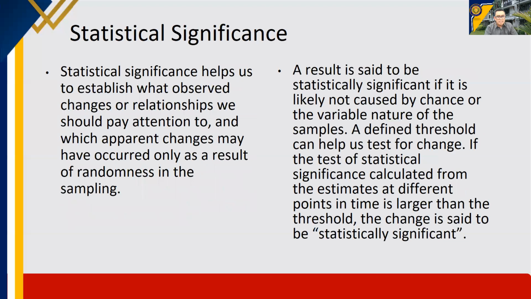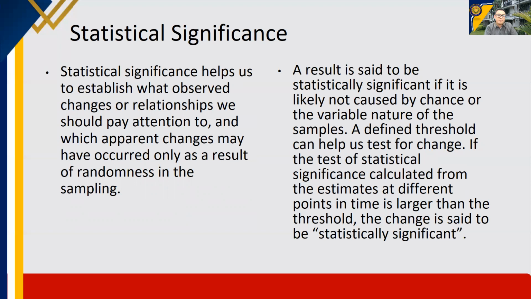How about statistical significance? Before we use the p-values here, statistical significance helps us establish which observed changes or relationships we should pay attention to, and which apparent changes may have occurred only as a result of randomness in the sampling. So we can use statistical significance to decide whether we think a difference between two survey-based estimates reflects a true change in the population rather than being attributable to random variation in our sample selection.